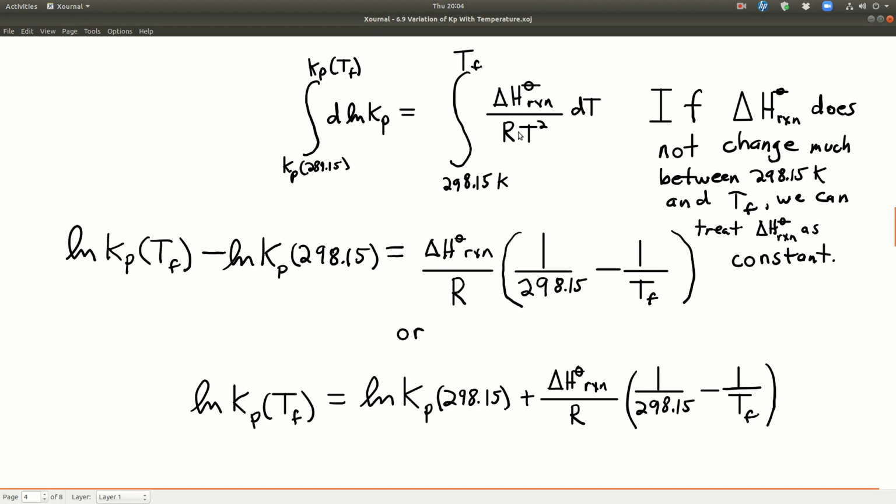But the integral gave us a negative sign. I brought that inside and made it the initial minus the final. So check that out, but it works out. Rearranging this, solving for what we really want to know, natural log of Kp at some temperature is equal to natural log of Kp at 298.15. Usually we look this up, we can calculate it too, plus delta H over R times 1 over 298.15 minus 1 over the final temperature.